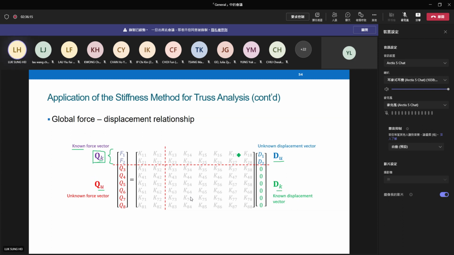What about the matrix? The matrix you can divide it into 4 parts: K11, K12, K21, K22. In this example, K11 is a 2x2 matrix with 4 elements. K12 is a rectangular matrix, 2 rows, 6 columns, and so on. Then how to define the size of this cutting? It's quite easy. Depends on the unknown displacement.